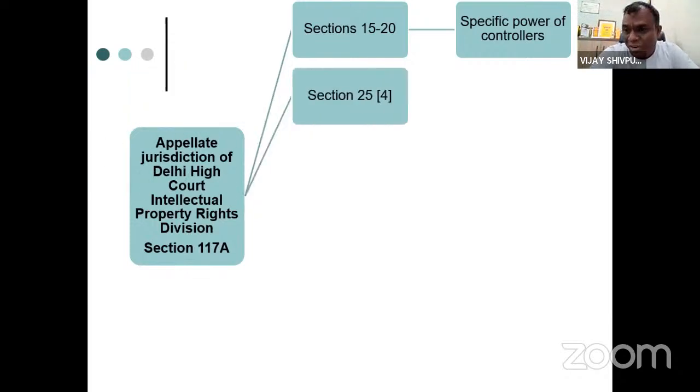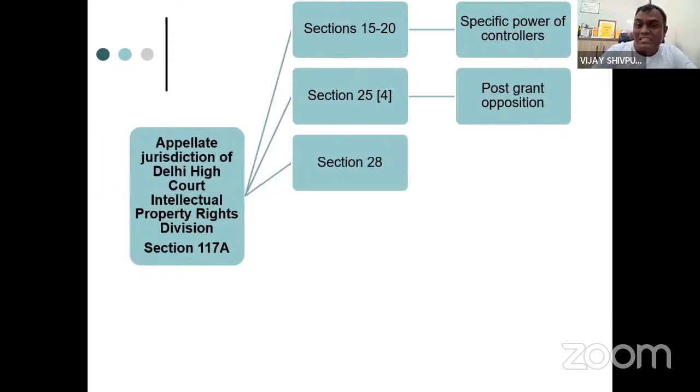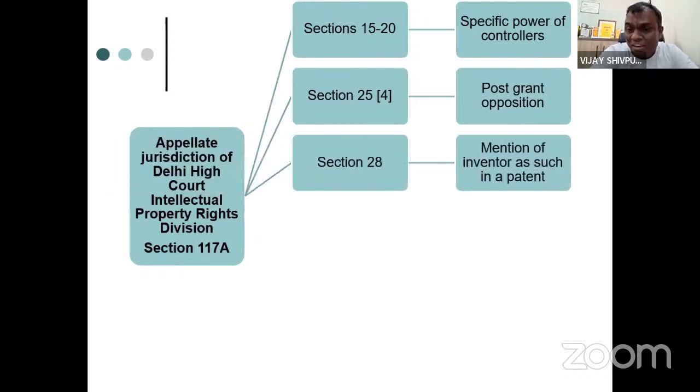Beyond that, section 25(4), which is about post-grant opposition. Next, section 28, mention of inventor as such in a patent. In all these cases, if the controller gives you a decision and you are not happy, you can now appeal directly to the appellate jurisdiction, the Delhi High Court Intellectual Property Rights Division, under section 117A.